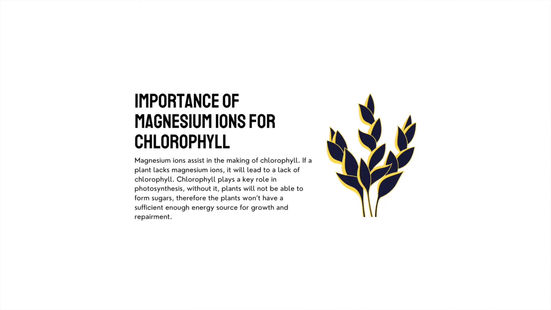Alternatively, magnesium ions assist in the making of chlorophyll. If a plant lacks magnesium ions, it will lead to a lack of chlorophyll. Chlorophyll plays a key role in photosynthesis. Without it, plants will not be able to form sugars. Therefore, the plants won't have a sufficient energy source for growth and repair.